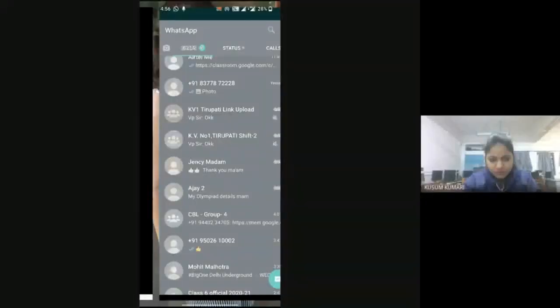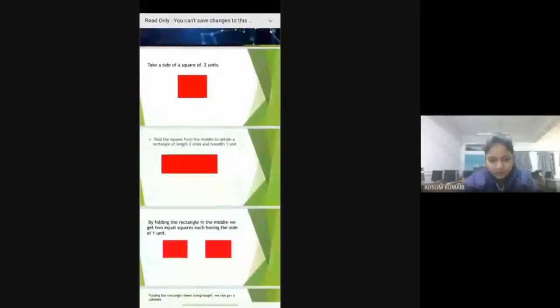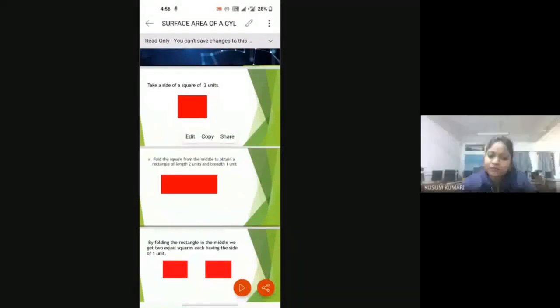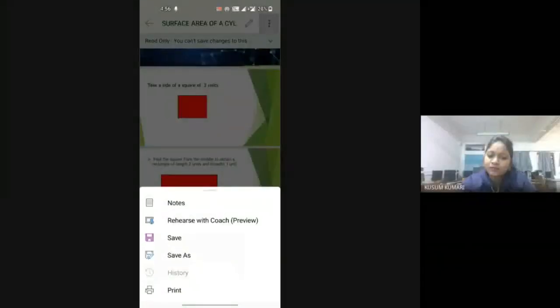And when I fold this square from the center, what shape have we obtained? It is the rectangle. And now the length of the rectangle, as it was a square, is the same as the length of the square. So this will be 2 units, and the breadth is exactly half of this square. So this will be 1 unit.